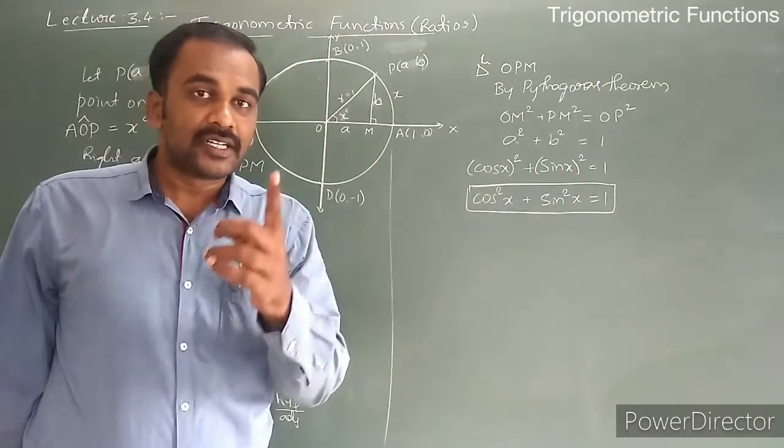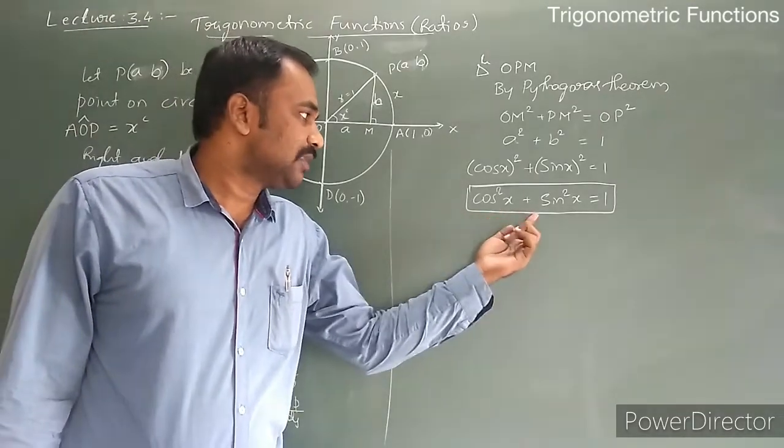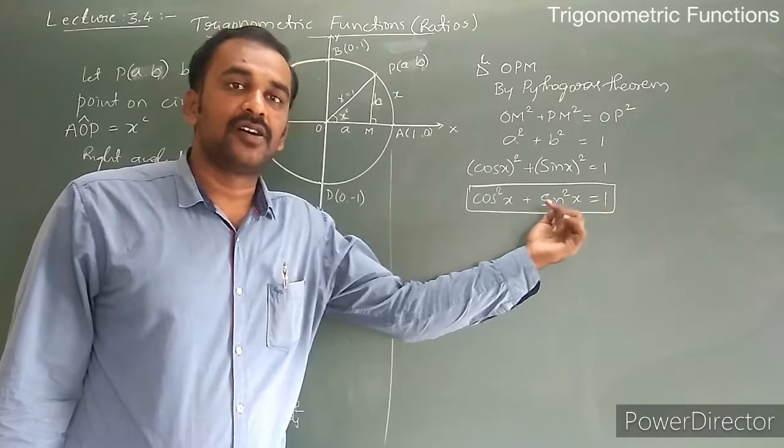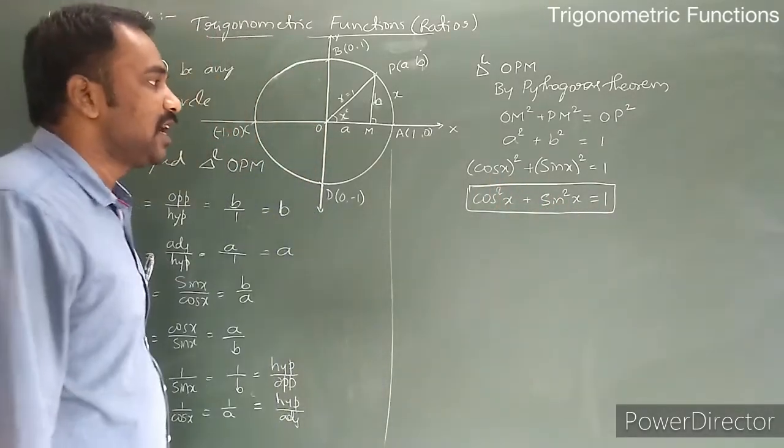This is said to be the first trigonometric identity. What is the first trigonometric identity? Cos square x plus sin square x is equal to 1, or else sin square x plus cos square x is equal to 1. Whatever the manner, you can write.